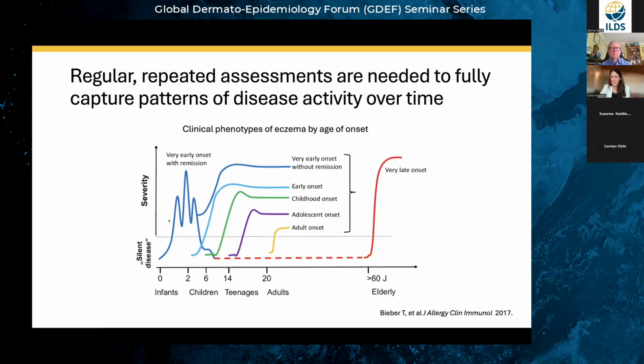And we used to think that eczema mostly affected small children and improved with time. But as we've done a better job of measuring people of all ages, we can see there are very different clinical phenotypes by age of onset. And I think this emphasizes the point that regular, repeated assessments are needed to capture these patterns of disease activity over time.